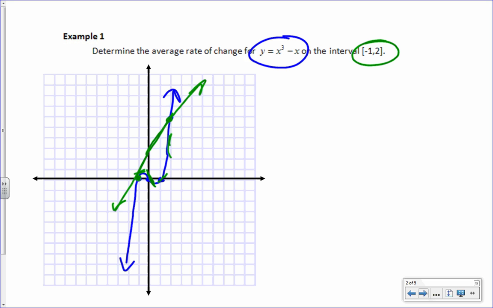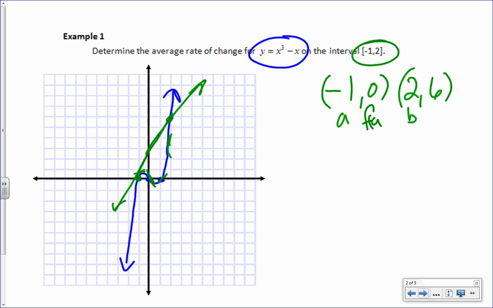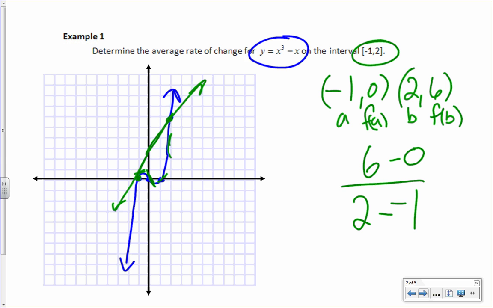Is that a slope that I can find? Yeah, look at it this way. If it was negative 1 comma 0 and 2 comma 6, this is A, right? This is B in that formula. This 0 here is what then? F of A, right? I had to put A in to get it, and this is F of B, right? Changing Y over changing X, the same slope we've been doing for how long, right? So if we were to follow it, we would do 6 minus 0 over 2 minus a negative 1.